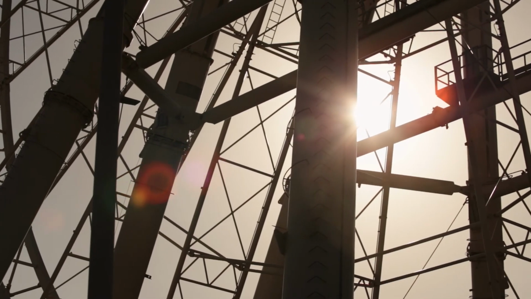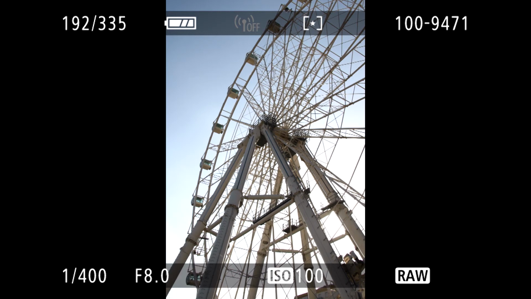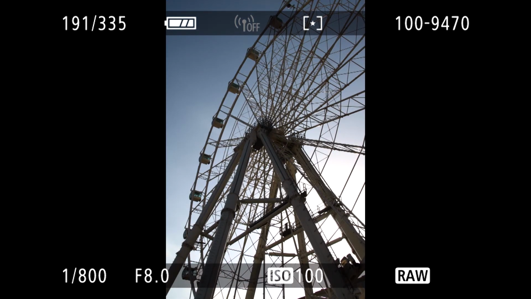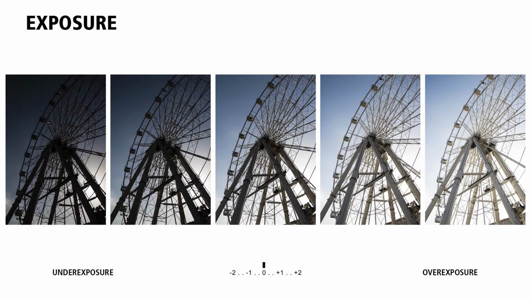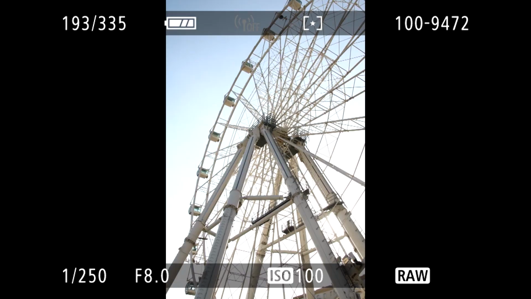Why don't we check what happens in a real case? Let's take an object and put it in front of the sun or a bright light. We are going to take different photos with different values, 0, plus 1, and minus 1. Are you able to keep the light of the scene?